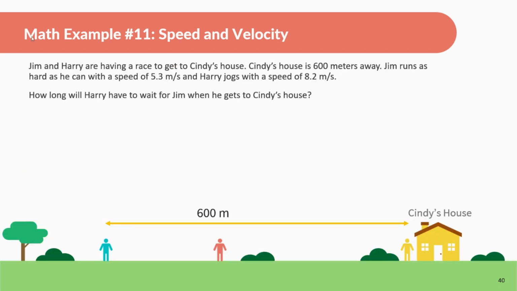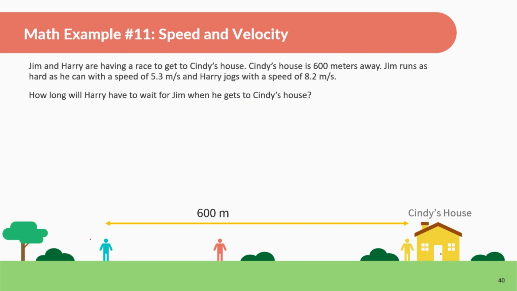Okay, let's look at this next example problem. Jim and Harry are having a race to get to Cindy's house. Cindy's house is 600 meters away. Jim runs as hard as he can with a speed of 5.3 meters per second, and Harry jogs with a speed of 8.2 meters per second. Harry's pretty fast. How long will Harry have to wait for Jim when he gets to Cindy's house?